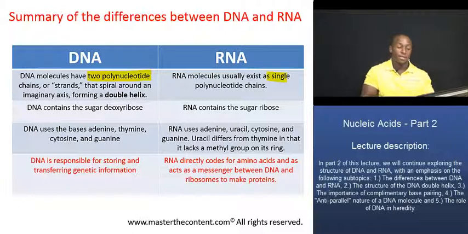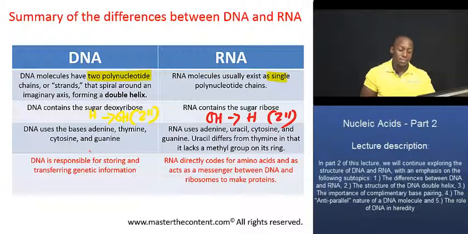The sugar that we find in DNA is a deoxyribose sugar because of the simple fact that we have a hydrogen instead of a hydroxyl group at the second prime position. RNA, on the other hand, has a ribose sugar, which has a hydroxyl group in place of that proton at the second prime position.